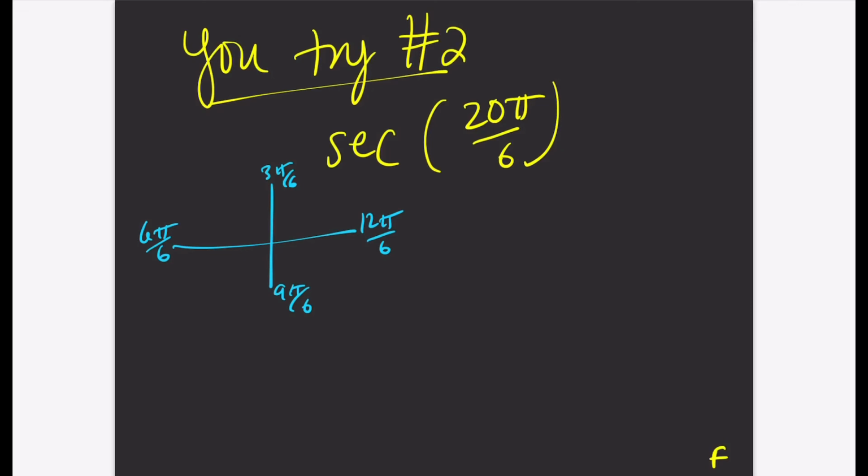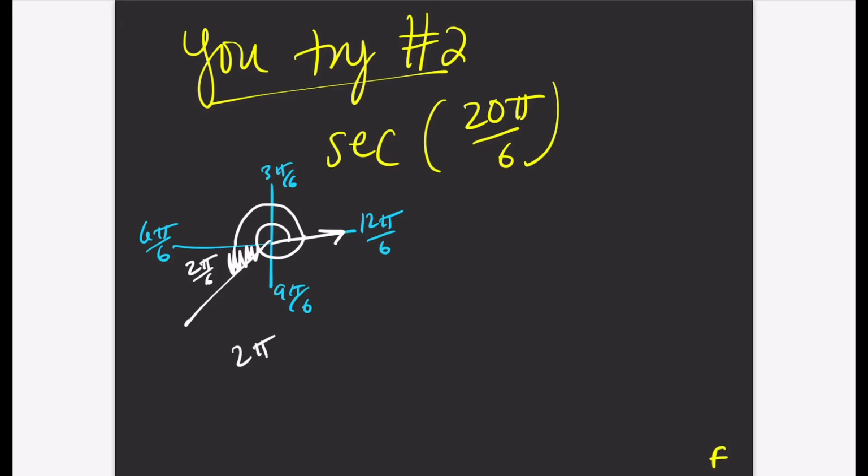So let's graph our angle. Always start at the positive x-axis. It's positive 20 pi over 6, so we're going to go counterclockwise. 1 full revolution is 12 pi over 6. We're trying to get to 20. So 12 plus 6 is 18. We're trying to get to 20, so we're going to do 2 more. So this will be 2 pi over 6. So that's our reference angle right there.